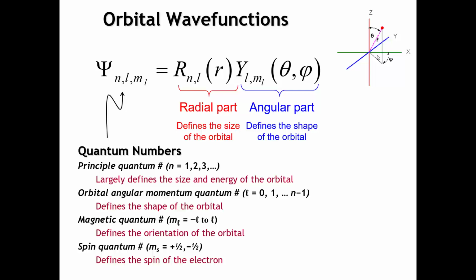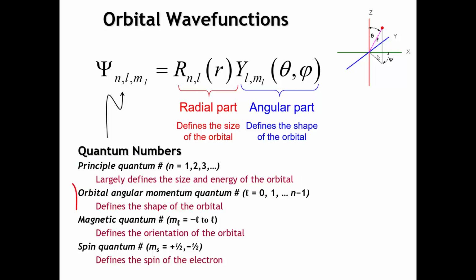Now, as you probably know, every electron has 4 quantum numbers that specify its behavior. So we have a principal quantum number, n, which takes integer values starting with 1, and that's going to describe the size of the orbital and also its energy. In a 1-electron atom, like the hydrogen atom, the principal quantum number alone specifies the energy.